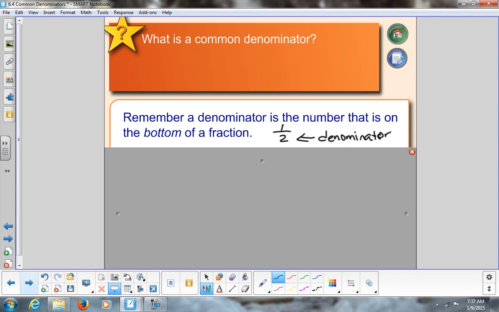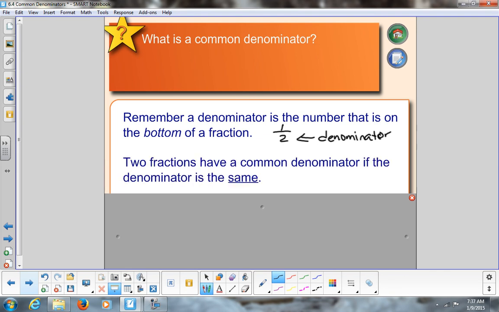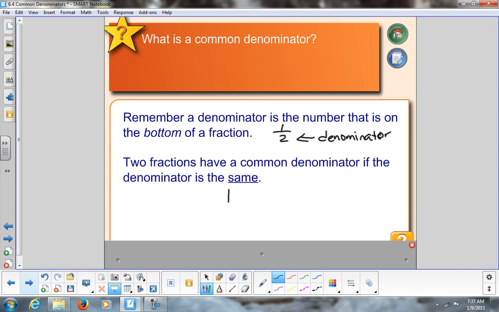Okay, and what does common mean? If we have things that are in common, common means the same, all right? So a common denominator is the same. Two fractions have a common denominator if the denominator is the same. So 1/2 has a common denominator with, oh, that's not a good example because there's only two. All right, so how about we say 1/4? 1/4 has a common denominator with 3/4 because these two numbers right here are the same.